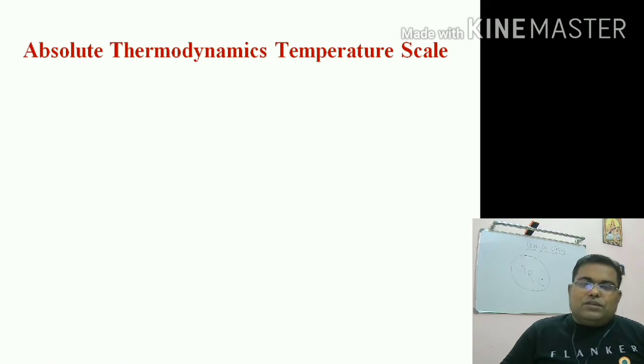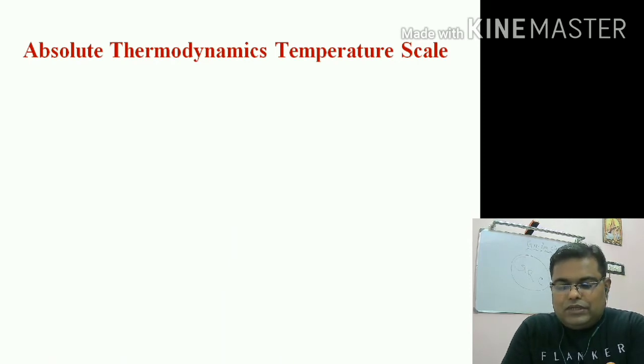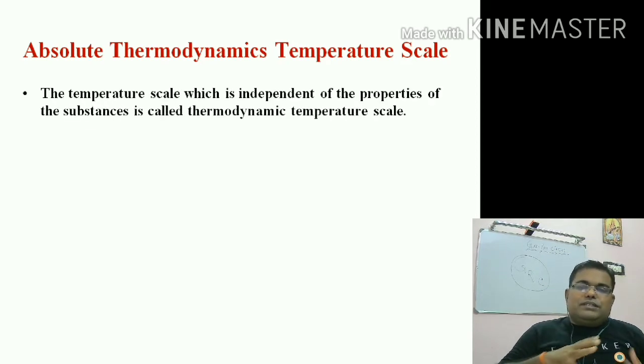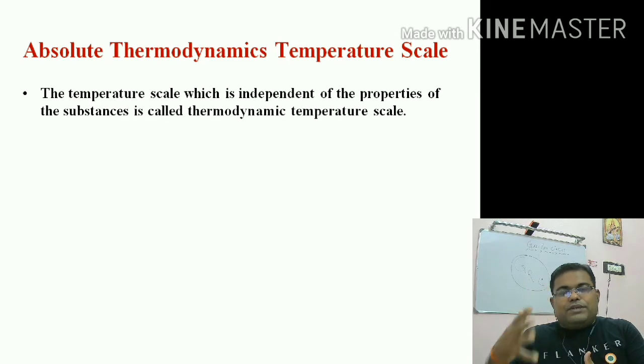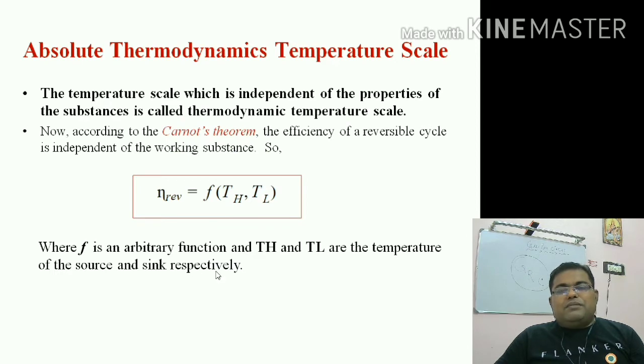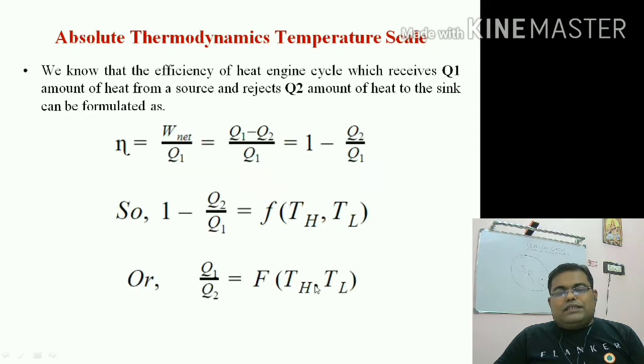Now come to the absolute thermodynamic temperature scale. Basically, I already defined the temperature scale earlier. Again, I'm going to repeat that. So a temperature scale which is independent of the properties of substance is called thermodynamic temperature scale. All right. So now, according to the Carnot theorem, the efficiency of a reversible engine is independent of the working substance. So we can say the efficiency of a reversible engine is a function of only temperatures, right? T higher and T lower. So this is my equation number 1. All right. Where f is an arbitrary function of T higher and T lower, right, source and sink respectively.